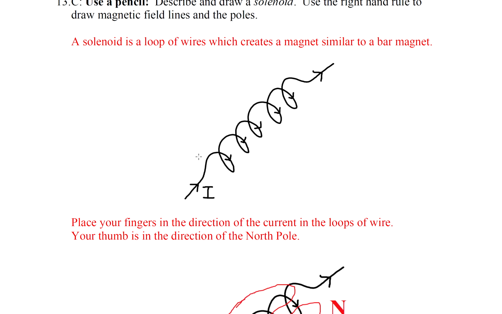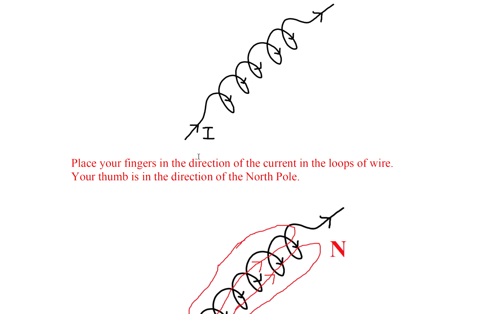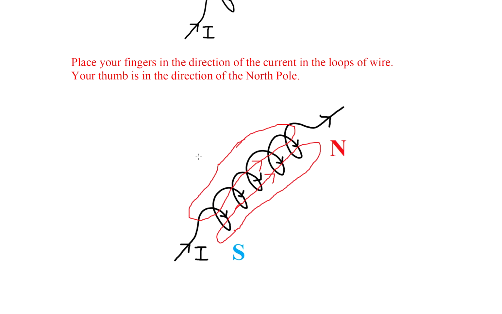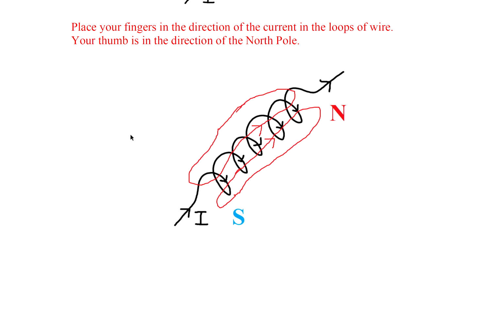So place your fingers in the direction of the current in the loop of the wire, and your thumb is in the direction of the North Pole. So if your fingers are in the direction of the current, then you can see the North Pole is facing up and the South Pole is down in this image, and those red lines are magnetic field lines.